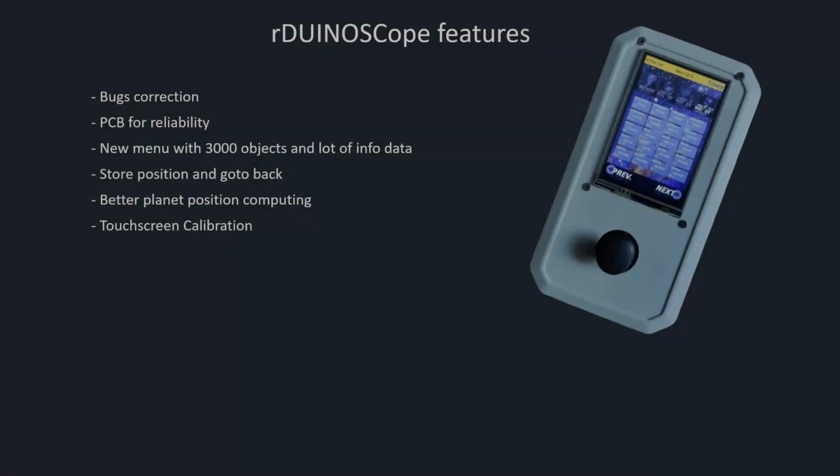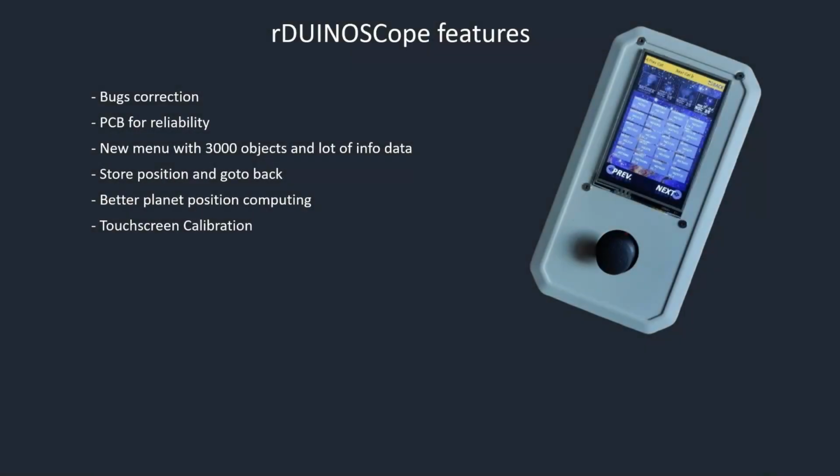So I'm going to show you now a list of the new functionalities. In addition to the latest improvements brought by the latest version, here are the new features. I made a complete code revision and removed the String class. This class, which manages strings in Arduino, causes memory corruption because it fragments the memory over time.